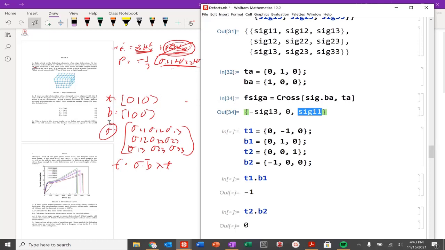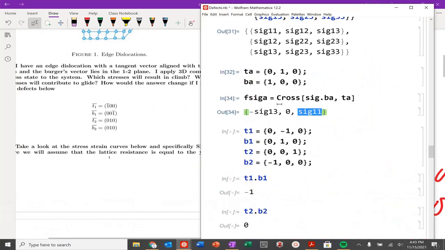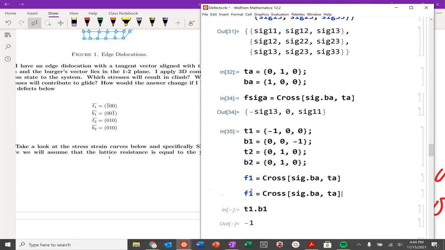So now let's go to these guys. So let's do the same problem. And then actually, I'll call it F1. So we have T1, which is minus 1 here, and a 0. So we have a B1, which is 0, 0. What type of defect is this? Well, it's an edge defect. So T1, and then let's do T2 right now. And then we know that that one is a right screw. So F1, let's do F2 as well.